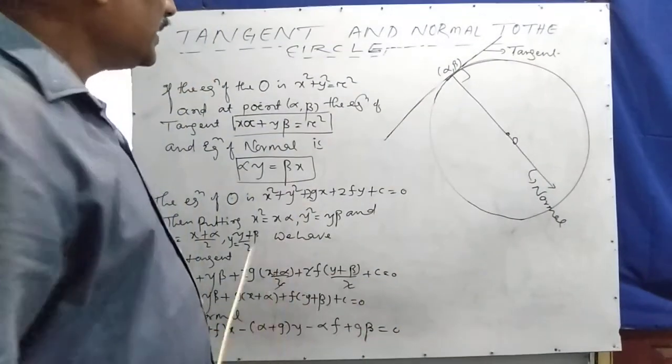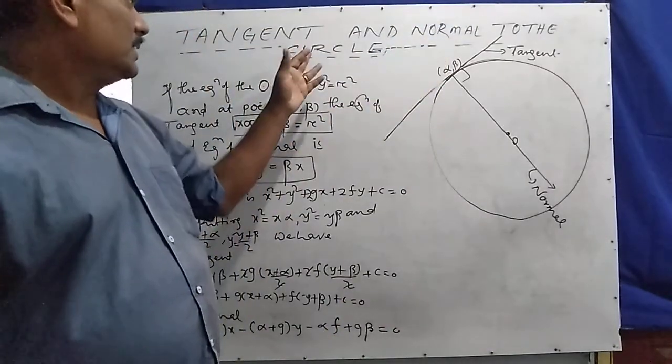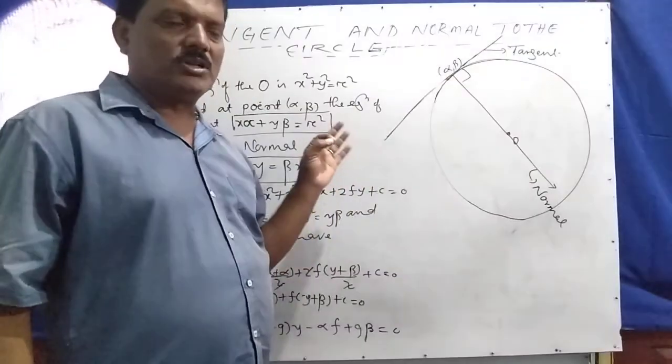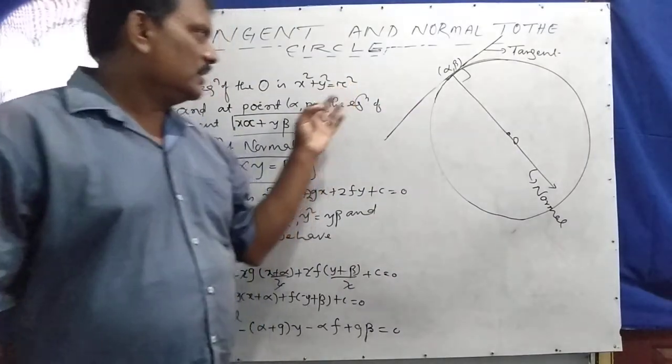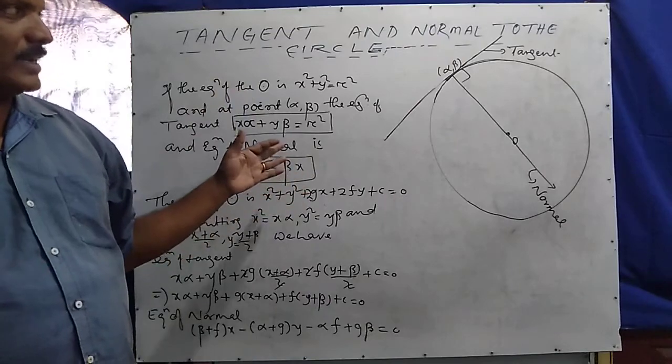This section of the circle mostly depends on the entrance and many other parts. It is very important for the entrance also.